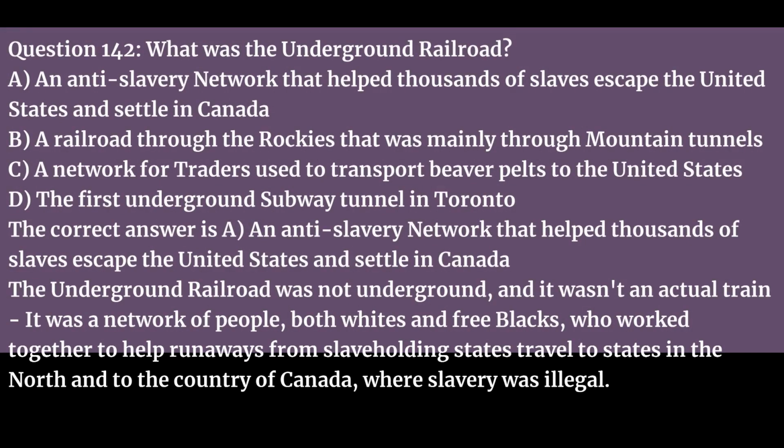Question 142. What was the Underground Railroad? A. An anti-slavery network that helped thousands of slaves escape the United States and settle in Canada. B. A railroad through the Rockies that was mainly through mountain tunnels. C. A network for traders used to transport beaver pelts to the United States. D. The first underground subway tunnel in Toronto. The correct answer is A.